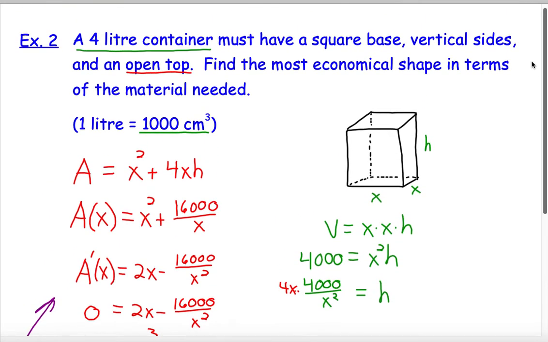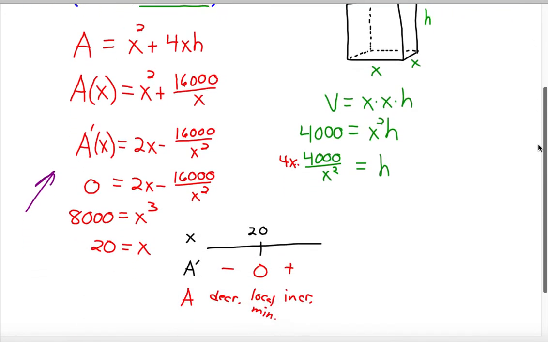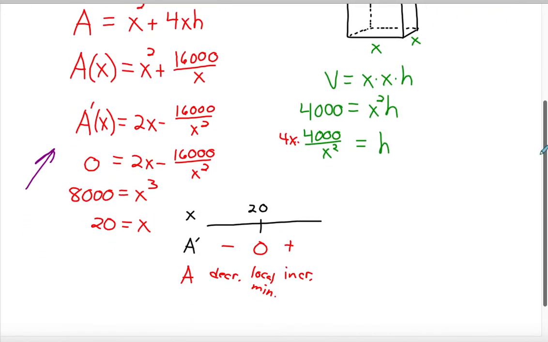So, find the most economical shape. For my answer, I'm going to have a 20 centimeter by 20 centimeter by, and then the height, I'm going to need to calculate, so I'll go over to my equation here with h. If I plug in 20, 20 squared is 400. 4,000 divided by 400 is 10. So h will be 10, so by 10 centimeters.